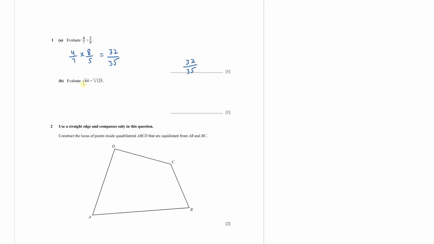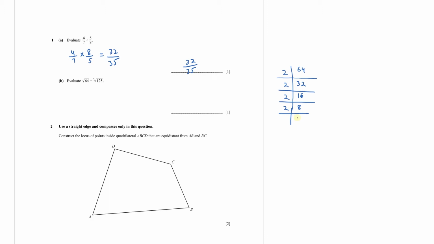Part B is evaluate square root of 64 minus cube root of 125. So square root of 64, if you do not know, you can calculate it as well. So you have to find the prime factors of 64. It's divisible by 2, so this becomes 32. And then it's again divisible by 2, you get 16.